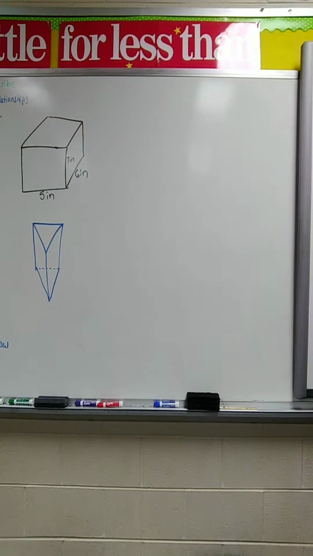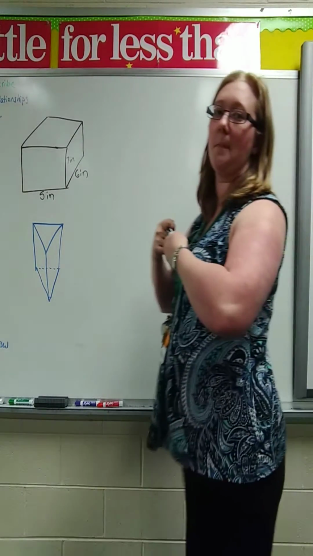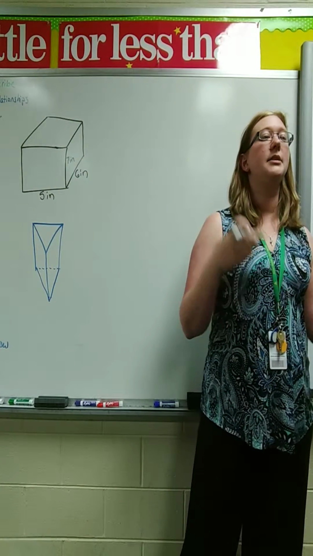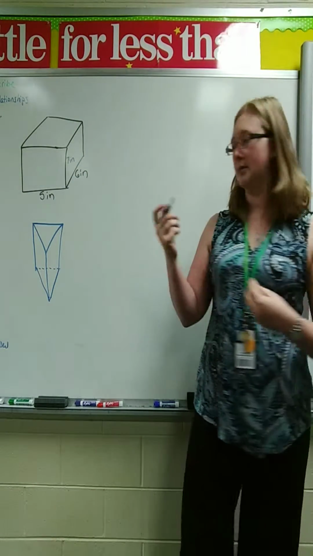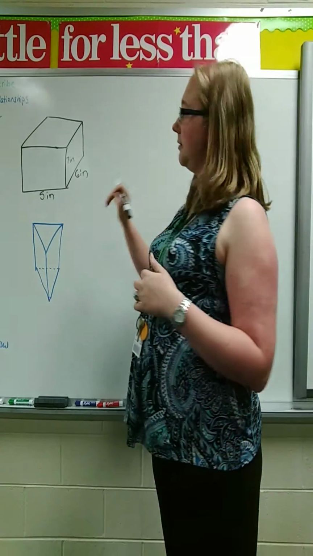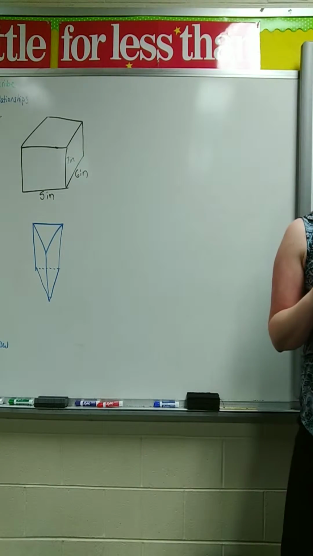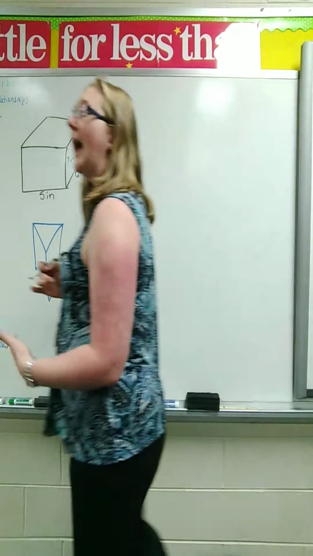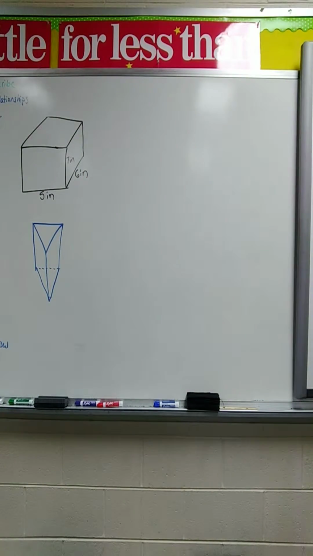The first question that I have, when I find the volume of this box, is this. What is the shape of the base of my box? It's a rectangle. So what type of prism do we have? It's a rectangular prism because my base is a rectangle.